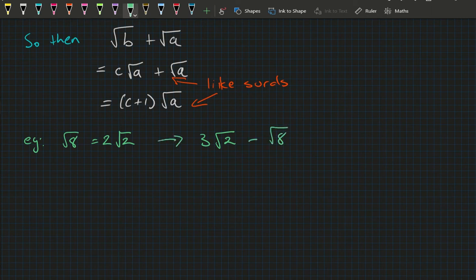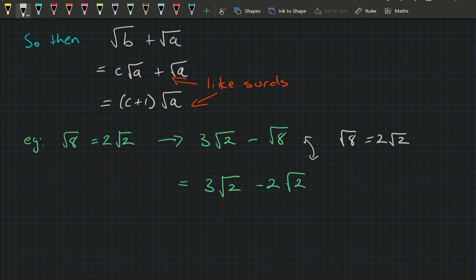of 8, then we can substitute in 2 times the square root of 2 for the square root of 8, and that now becomes 3 times the square root of 2 minus 2 times the square root of 2, because as we know, the square root of 8 is 2 times the square root of 2. And now we've got some like surds, and now we have 3 times root 2 minus 2 times root 2, so that's equal to 3 minus 2 times root 2, which is the same as saying 1 times root 2 or root 2. Okay, so that's one numeric example.